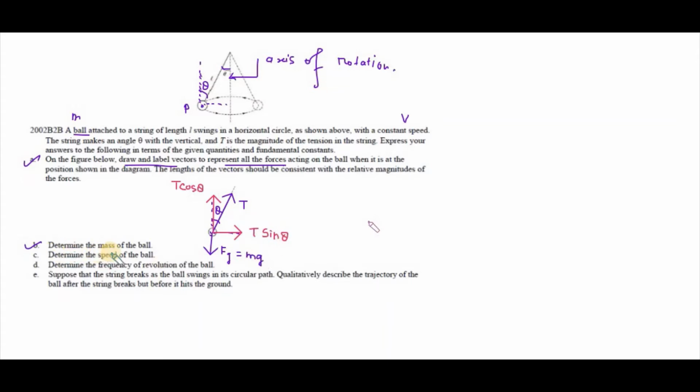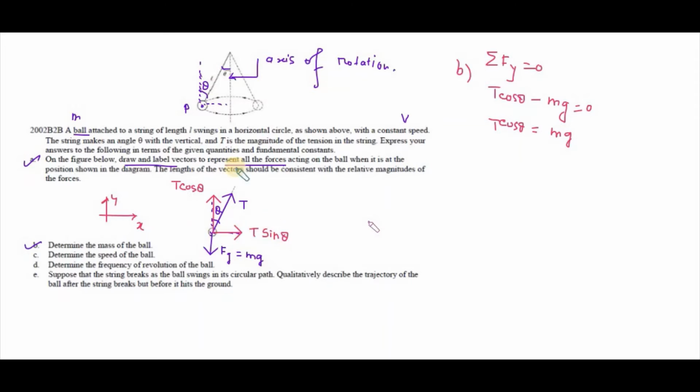Now, to determine the mass of the ball in part B, we define the coordinate system. This is our x-axis, and along the y-axis, that is the vertical axis, since it is in equilibrium, the net force exerted along the y-axis is equal to 0. Upward, there is T cosine theta, and downward, mg is exerted, and that should be equal to 0. From there you get T cosine theta equal to mg.